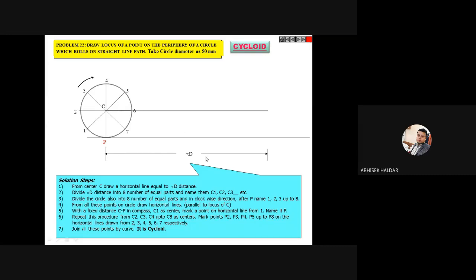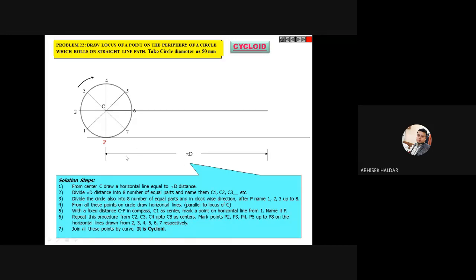Now I have to take the pi d distance because I am interested in tracing this point P for one full revolution of the circle. One full revolution means the circle will roll up to pi d distance in the straight path. That's why you have to calculate pi d separately on your drawing sheet and show how much this value is. You have to write pi d equals how much value in terms of millimeters.